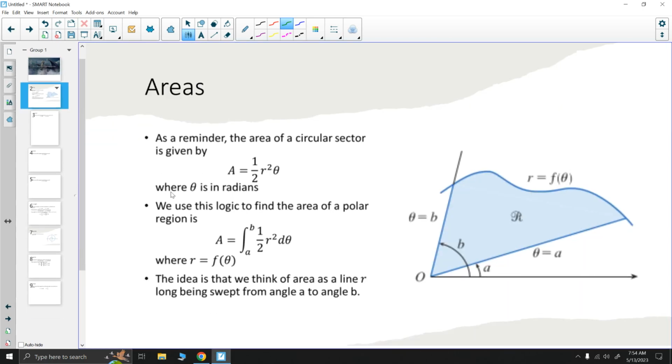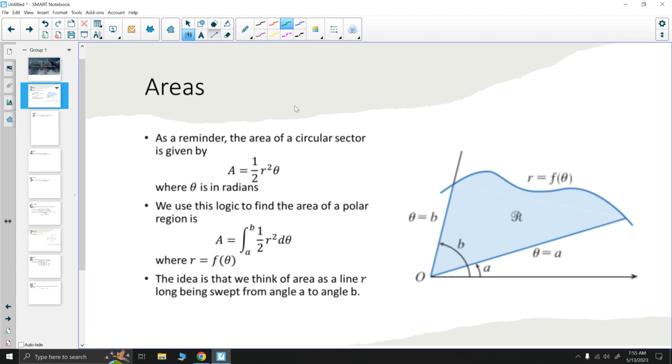So first of all, as a reminder, the area of a circular sector is given by this formula, A equals 1/2 r squared theta, where theta is in radians. Okay, so basically, we're going to use that same concept when we're talking about the areas of these polar regions. So essentially, our area here is the integral from a to b of 1/2 r squared d theta, with respect to theta, where r is our f of theta, some function in terms of theta.